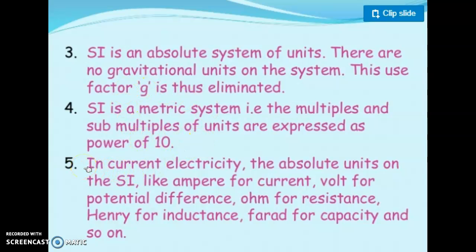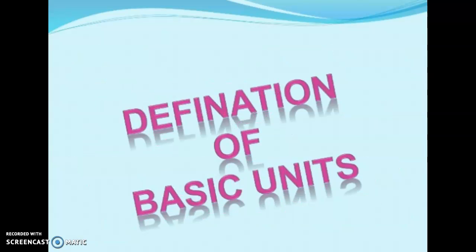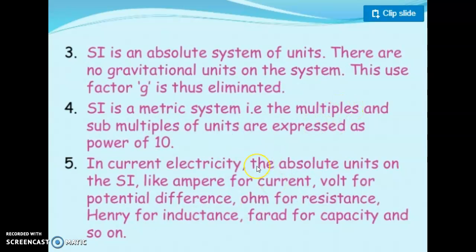And the fifth one is in current electricity: absolute units of SI like ampere for current, volt for potential difference, ohm for resistance, henry for inductance, farad for capacitance, and so on. So all the units are explained in current electricity. The absolute unit of current, ampere, is used, and using the basic unit ampere we can derive all the other quantities. So these are the basic advantages of the SI system that we have adopted.